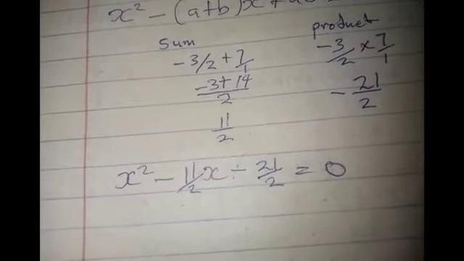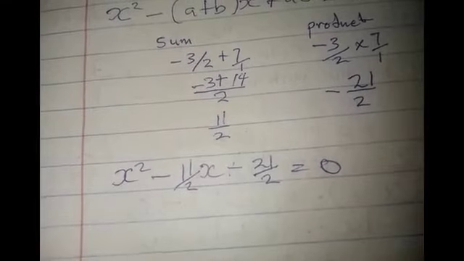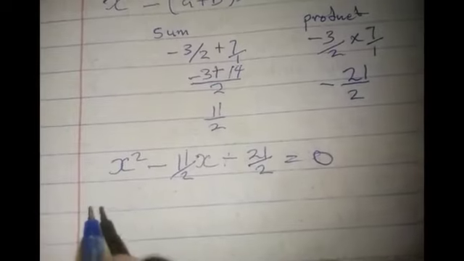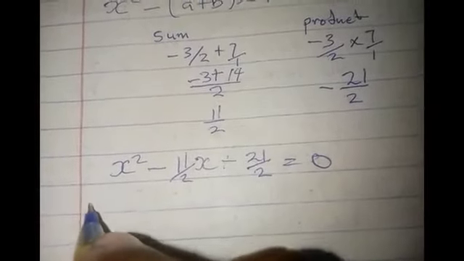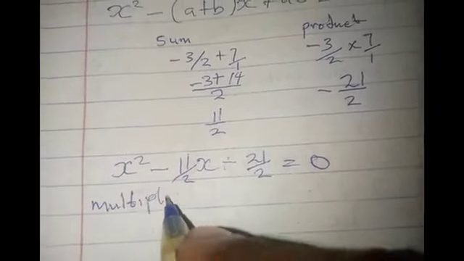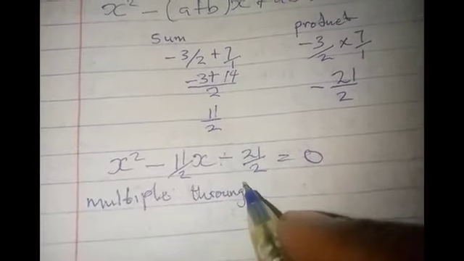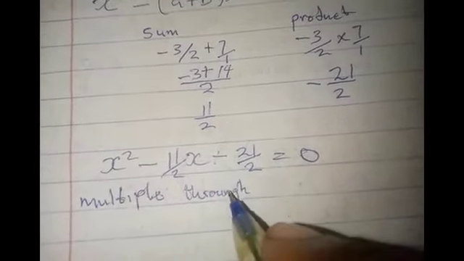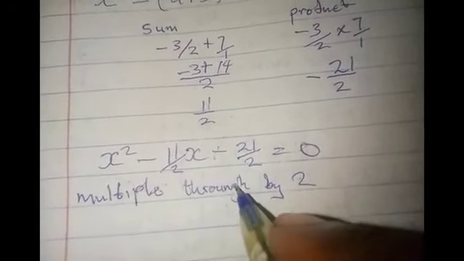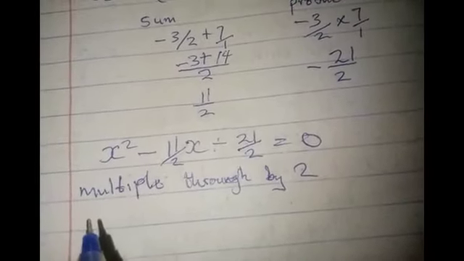But we can't leave this equation like this. We can still do something to it. So let's make this equation look simpler. We multiply through by 2. I want to multiply this equation through by 2.